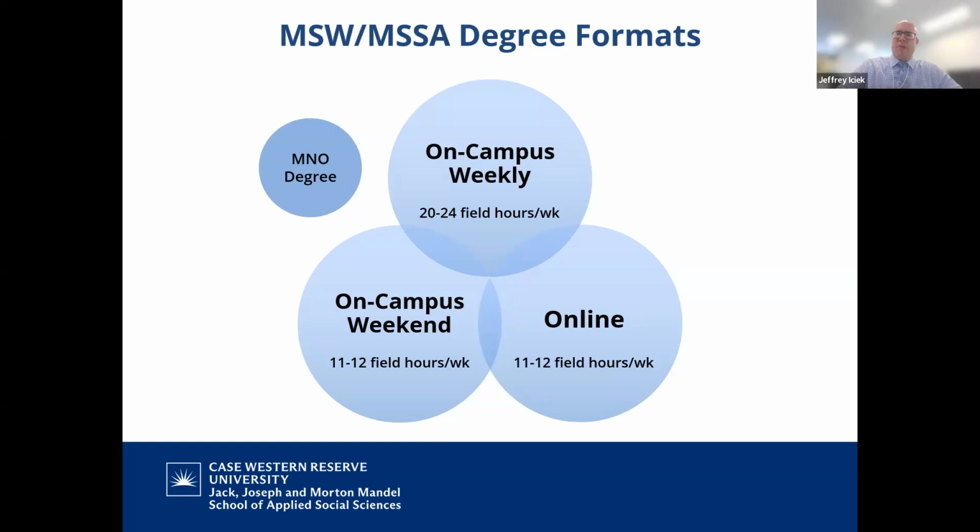You might be wondering how does that work? Well, students in the weekend format and the online format are in field education for a much longer amount of time. So they have fewer hours per week and fewer hours per semester, but they're in field for several semesters. For online and weekend, they complete field education for 7 semesters. We all get to the same destination in terms of the amount of field hours. There are just different routes to get there.